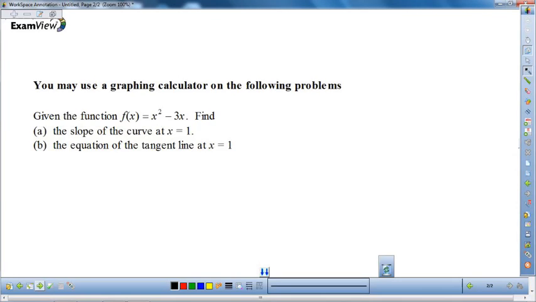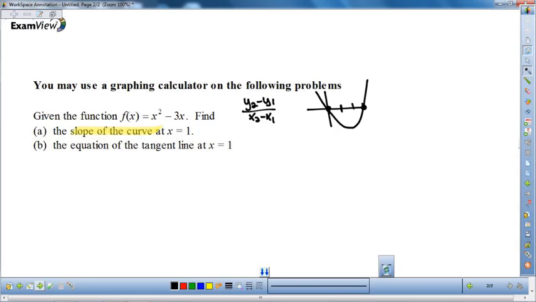First thing I'm going to do is find the slope of the curve at x equals 1. So to find the slope of a curve, we need to find the rate of change, and we're going to find the rate of change or the slope as h gets closer and closer to 0.